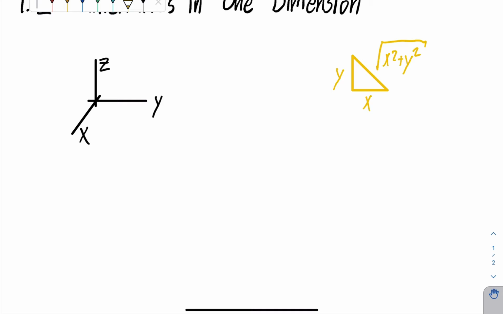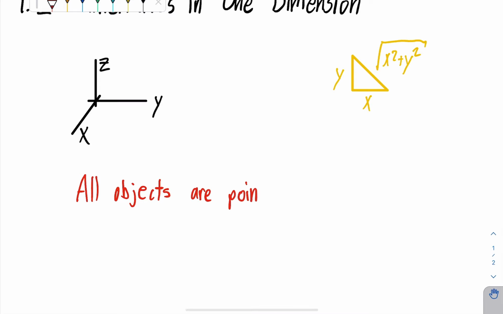A couple more assumptions that we want to make is that we will use simple objects. What do I mean by simple? Well, simple essentially means that all objects are points. This will not be the case in Mechanics 2, where you deal with rotation, but currently we will deal with all particles as being points.